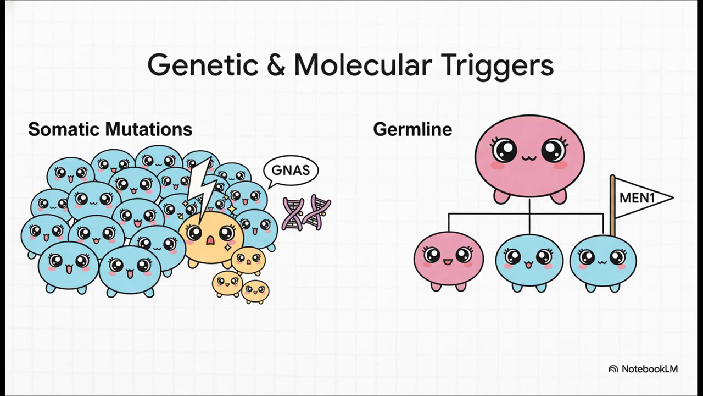Often, it's specific mutations. Somatic mutations, the ones we acquire during life, are the most common. For example, gain-of-function mutations in a gene called GNAS are found in many GH-secreting tumors. And similarly, mutations in USP8 are common in the ACTH-secreting tumors that cause Cushing's disease. In a smaller number of cases, maybe about 5%, these tumors come from inherited germline mutations linked to syndromes like MEN1.